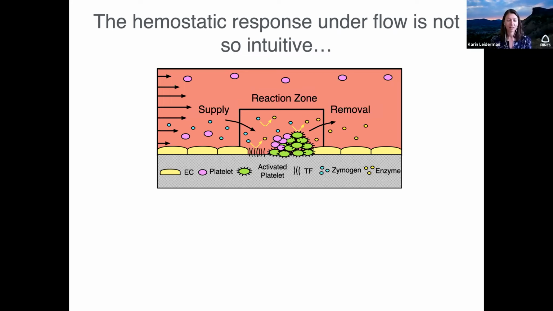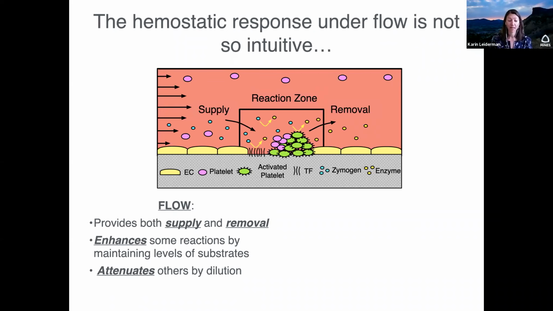So this system under flow is not really as intuitive as you might think, right? Flow provides the supply and the removal, but this can enhance some reactions by providing almost constant levels of all the things that are needed for the reactions to occur. But it can also attenuate or lessen those reactions because it's also diluting that reaction zone, right? By taking things away. So this kind of brings us to the motivation for mathematical modeling, right?